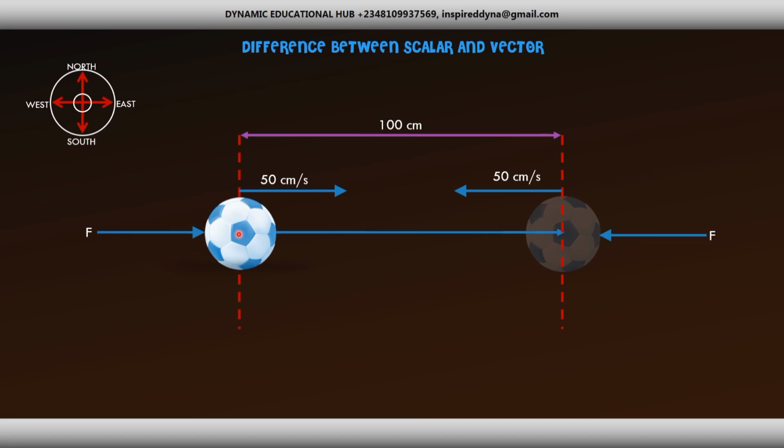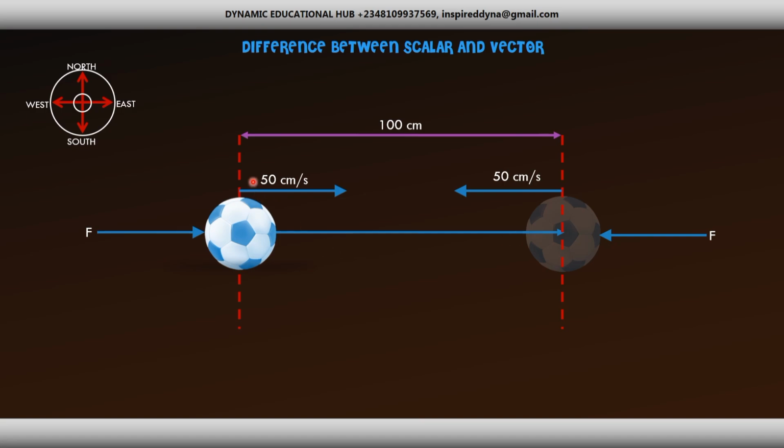Now when this ball moved from here to here, it has been displaced, moving towards the east, isn't it? The arrow is pointing towards the east, and the displacement is 100 centimeter towards the east. Can you see? Now you cannot compare it to when this ball moved from here to here, even though the distance is the same, which is 100 centimeter, but the direction is different.